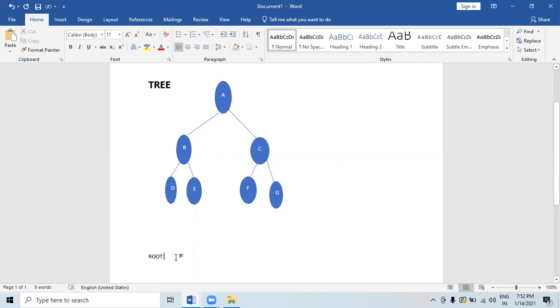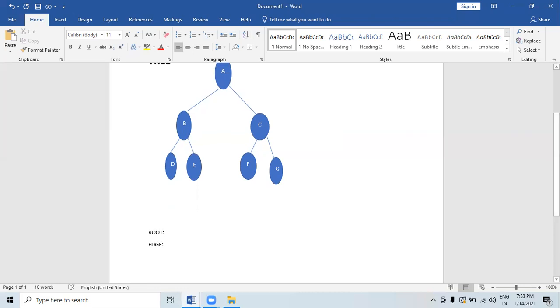Then next is edges. The edge is another fundamental part of a tree. In a tree data structure, the connecting link between any two nodes is called an edge. The connecting link between two nodes is called an edge. So a connection between two nodes is called an edge. In a tree with n number of nodes, there will be a maximum of n minus 1 number of edges.